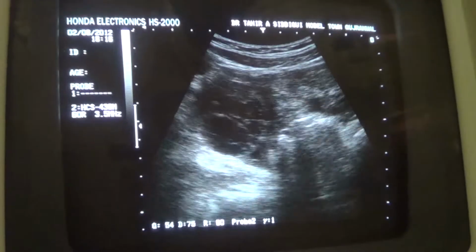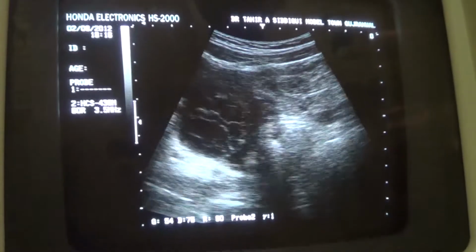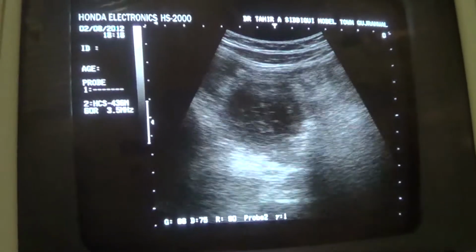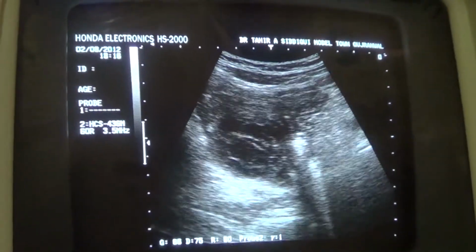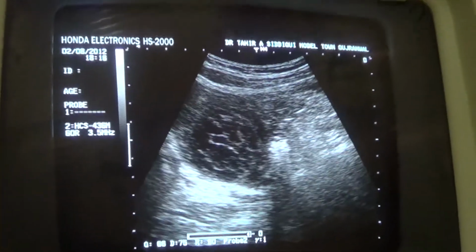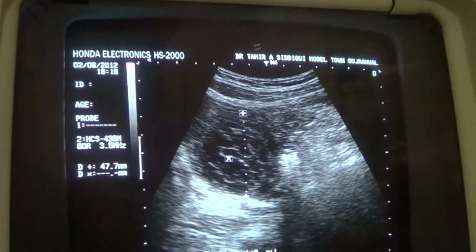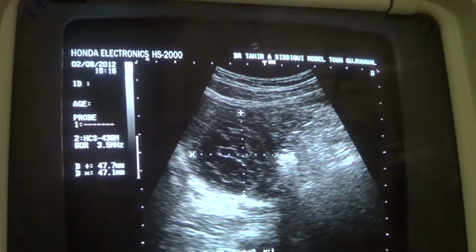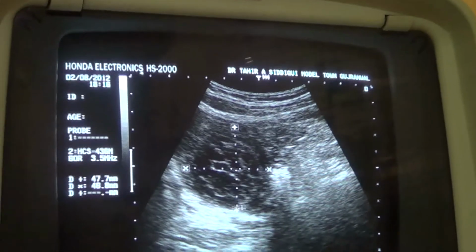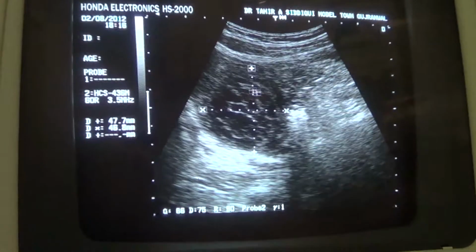Now, coming towards the right adnexa, we see a thin-walled, multi-septated, full of septa, complicated cystic area that measures approximately 4.7 by 4.6 centimeters. These thread-like structures that you are seeing within the cystic area are the septa. These are all thin septa.